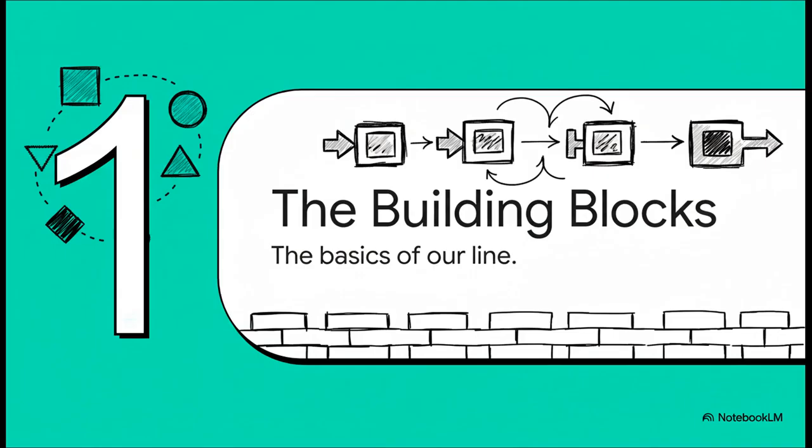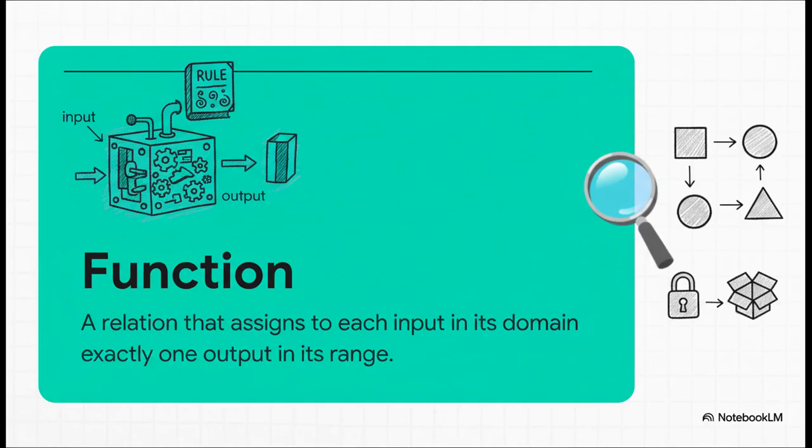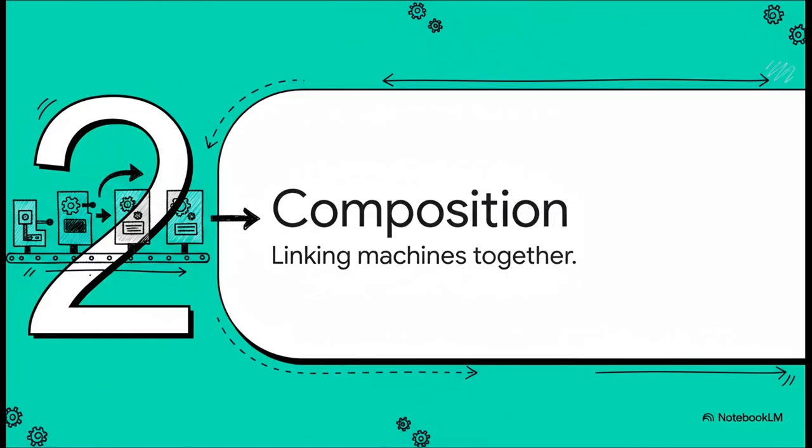All right, first things first, let's start with the absolute basics of our assembly line, the individual machines themselves. So, what is a function really? Just think of it like a super simple, super reliable machine. You put one thing in, that's your input, and it spits out exactly one thing, that's your output. Every single time. No guesswork, no surprises. One in, one out.